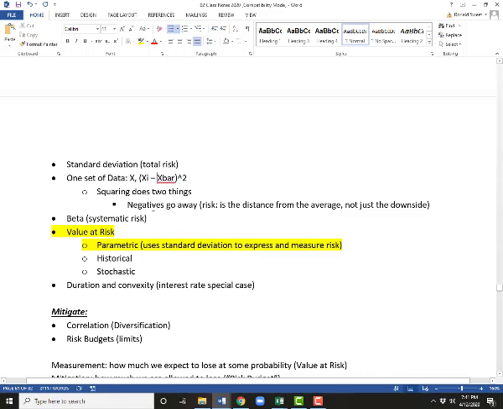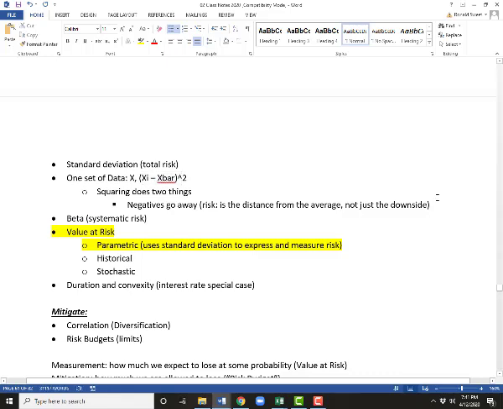So negatives go away. We're only interested in how far you can get from the average. If you have something that gets really far from the average, it's going to give you a really big number because you're going to square it. If you get something that rarely gets above its average, then you're taking a small number and squaring it. You're not going to get much of a number.